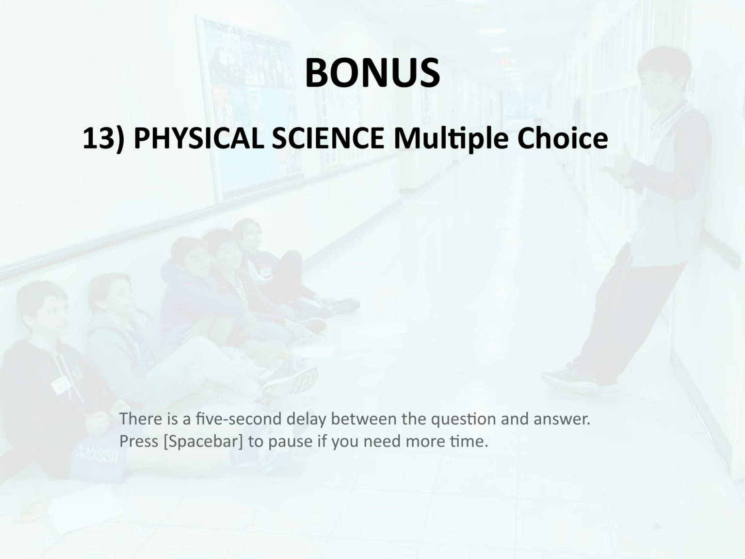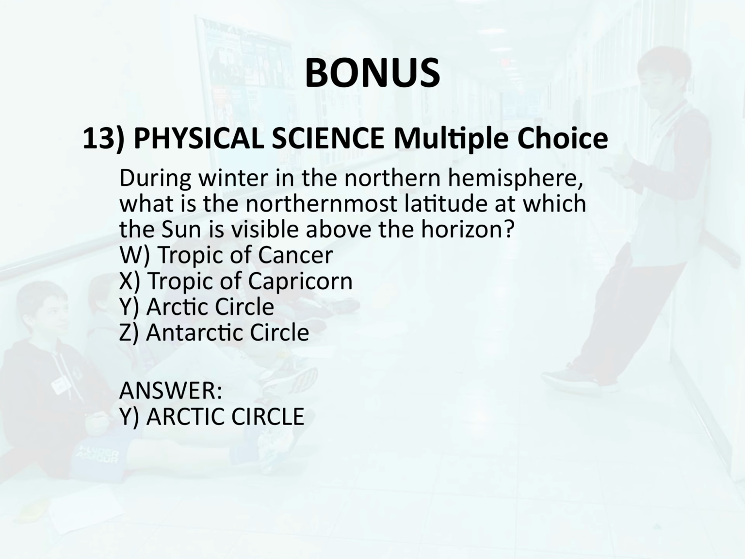Bonus 13. Physical science. Multiple choice. During winter in the northern hemisphere, what is the northernmost latitude at which the sun is visible above the horizon? W. Tropic of Cancer, X. Tropic of Capricorn. Y. Arctic Circle. Z. Antarctic Circle. Answer. Y. Arctic Circle.